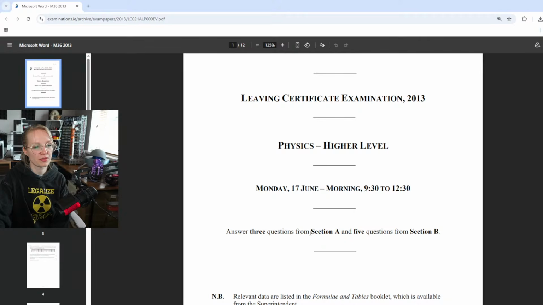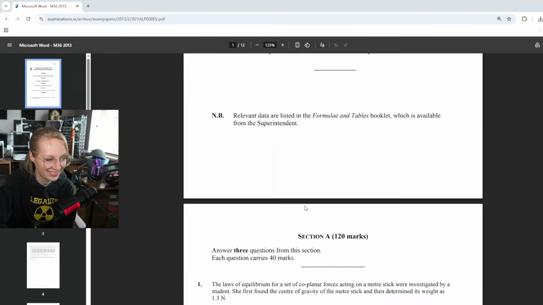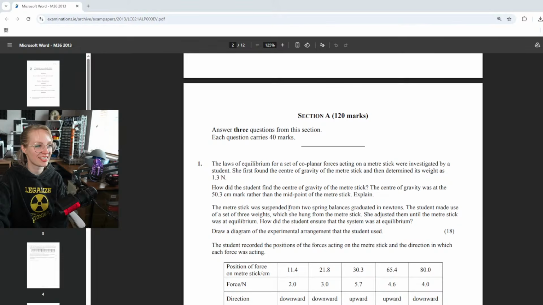Answer 3 questions from section A and 5 questions from section B. This exam was on Monday, 17th of June, bright and early, Monday morning. There we go. I would have loved to have met you when you were 17. No, you wouldn't. I was an awful person at 17.